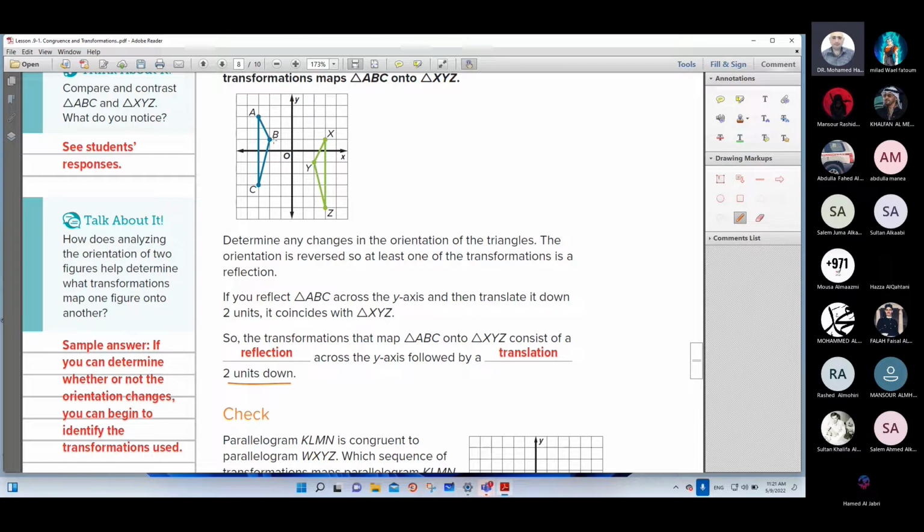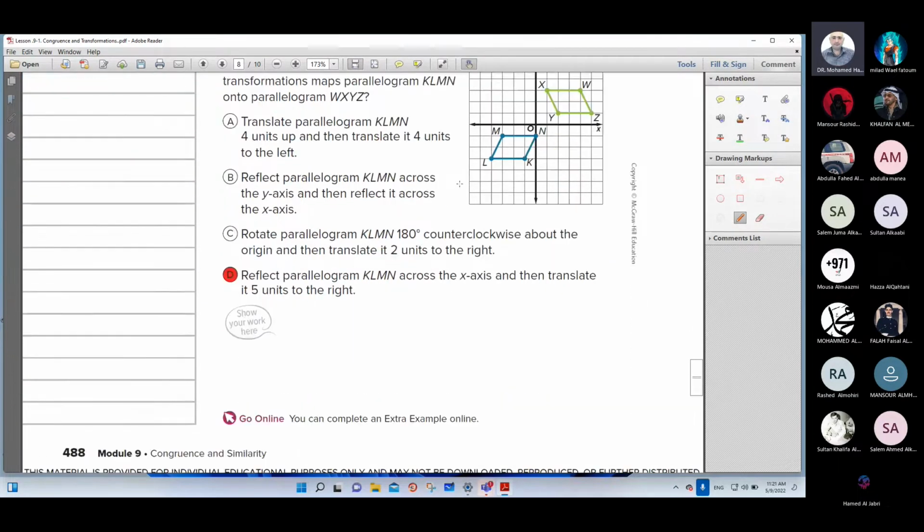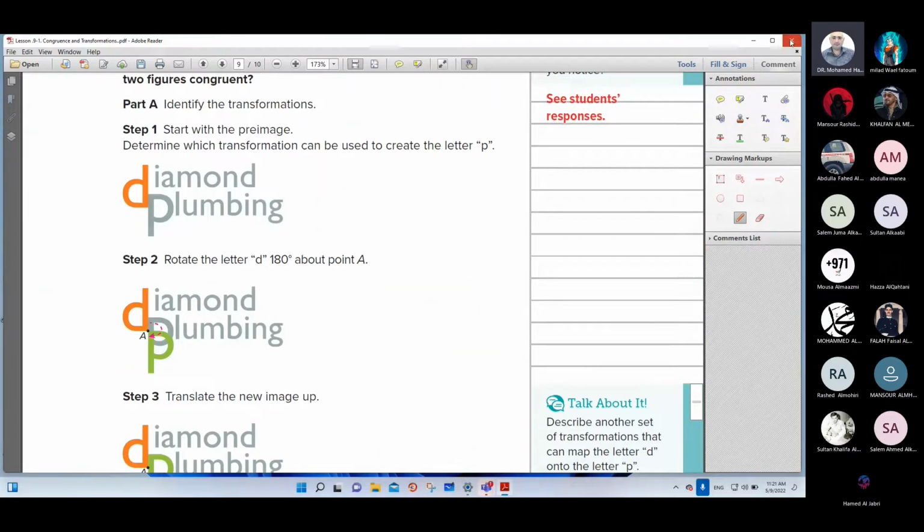As you see here, this is B, 1, 2, you will get here. So 2 units down, this is the transformation in this case. We have two transformations here: we have reflection and we have translation. But let us take some examples.